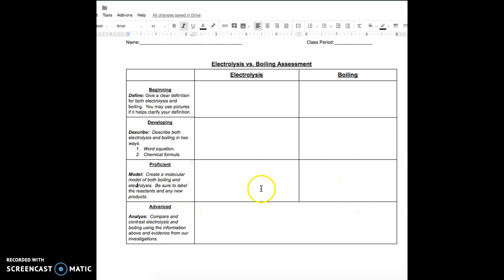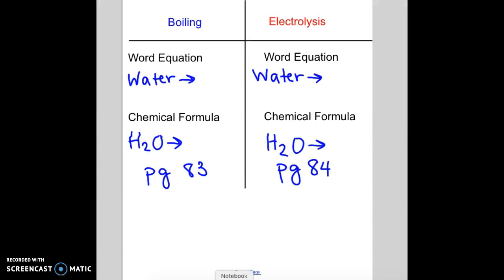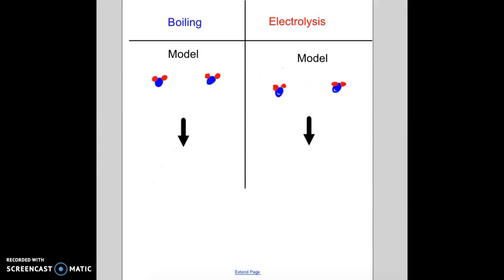Finally, in order to be proficient, you need to create a molecular model of boiling and electrolysis. So, here's an example of that. First, in both cases, we start with water molecules. And in both cases, the water molecules change. So in boiling, you have to figure out a way to show me what happens to these water molecules. I recommend looking at pages 82 and 83 of your book for a little bit of help, and that will help you to draw this model.